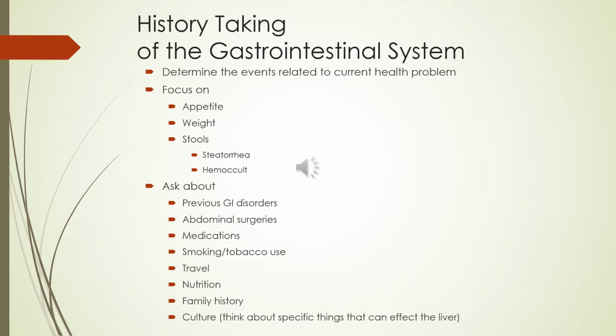Maybe we might want to ask about usual foods they eat, or how many meals they eat a day, how well their dietary needs are being met, and do they have a socioeconomic status that affects the quality of food that they are ingesting. Also, we want to look at family history and then culture.